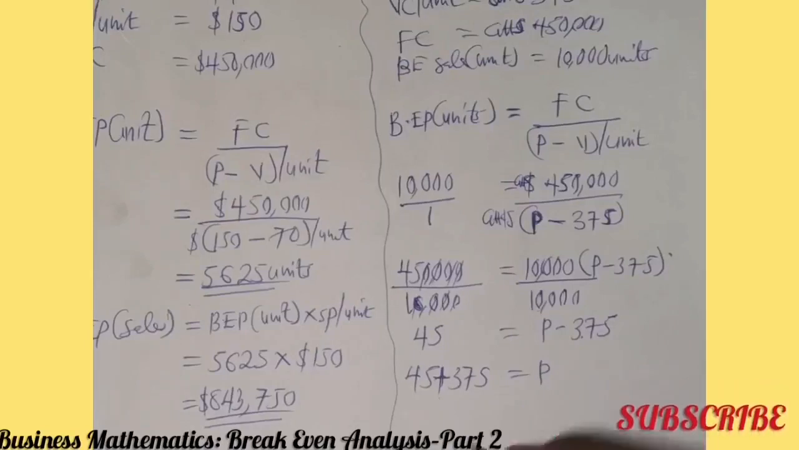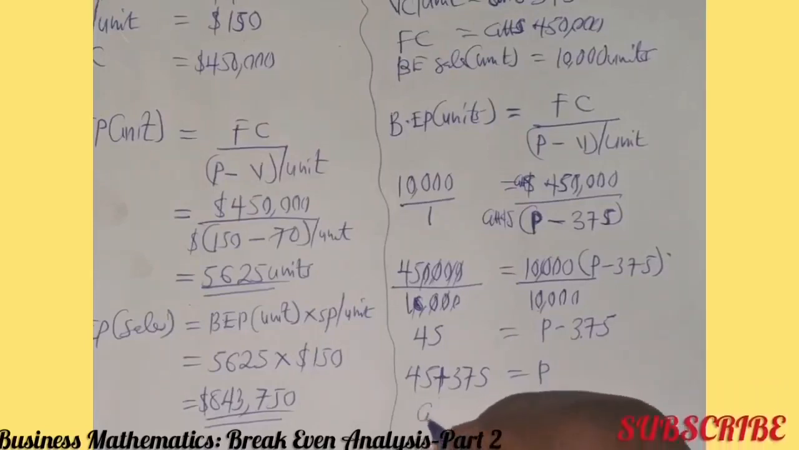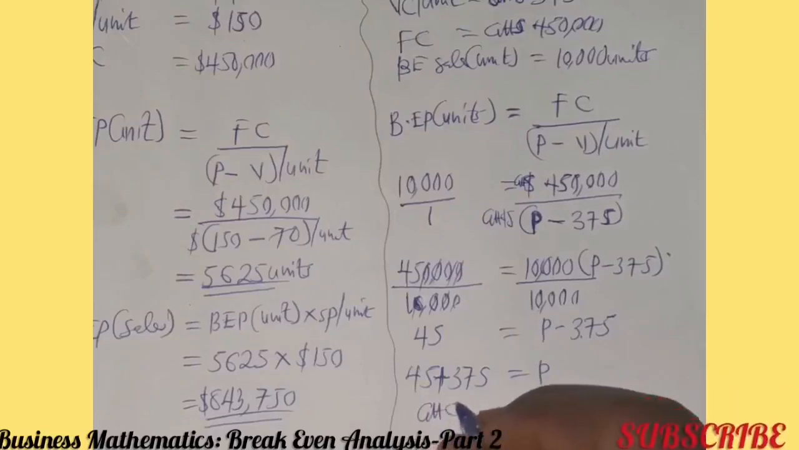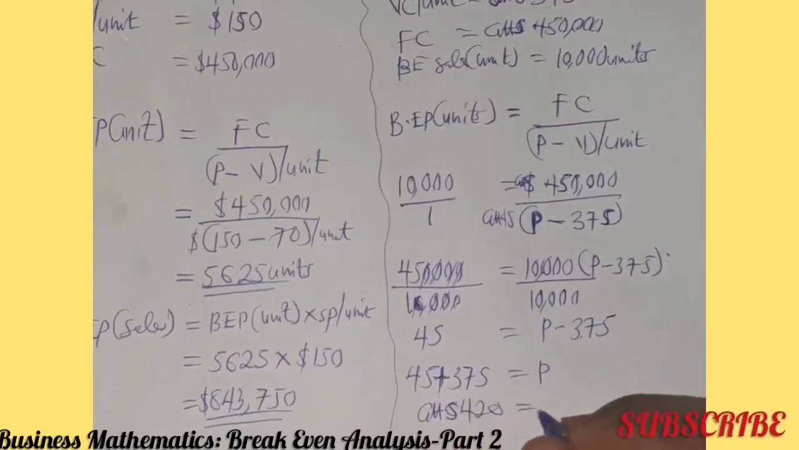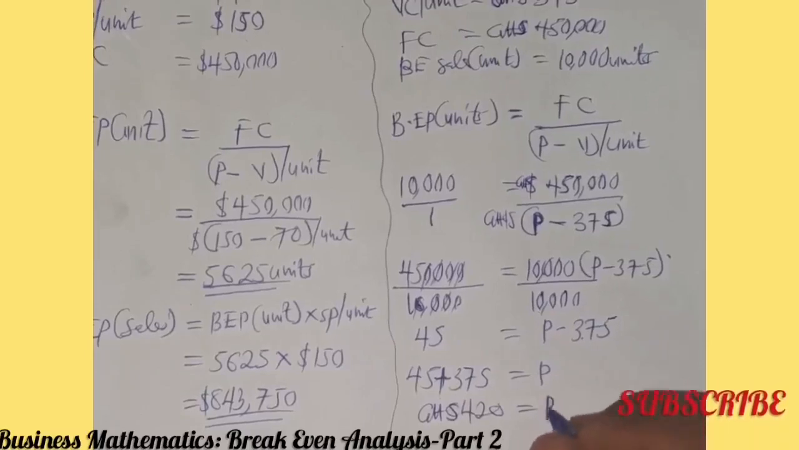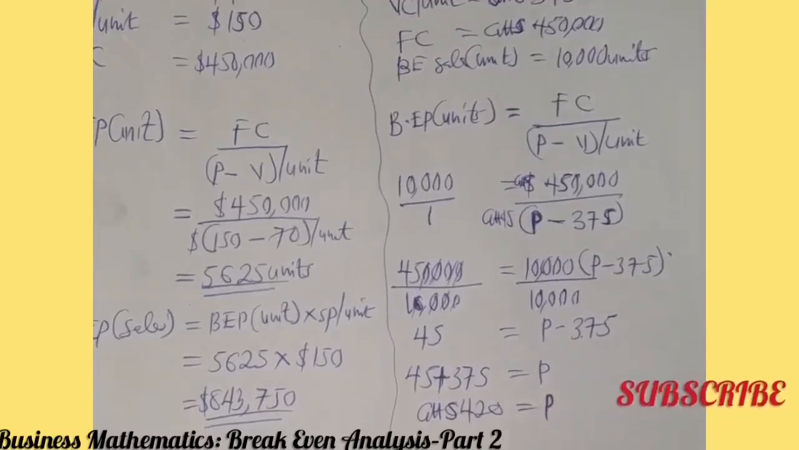45. Gonna get what? 420. So it becomes Ghana shillings. 420 as your price. So this is your selling price. I hope that is okay. So that's how you go by that.